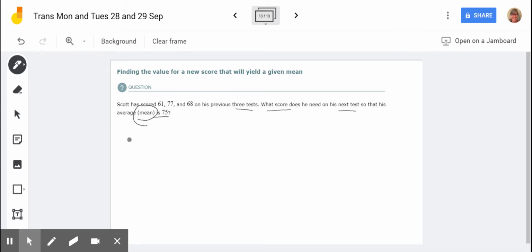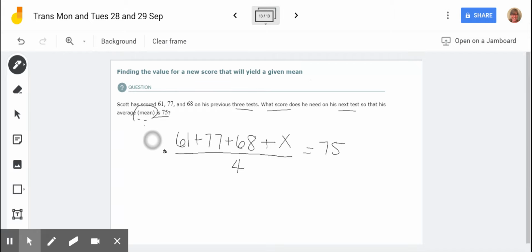Well, you need to know what the average is. That's when you add all the scores together, and then you divide by the number of scores you have. So in this case, you have 3 scores, you're going to add another, and divide. In other words, 61 plus 77 plus 68 plus some new test, we don't know, let's call it X, and then we divide by 4, and he wants his average to be 75. This is a good one for you guys to know, especially in a college class when they give you 4 tests for your grade.